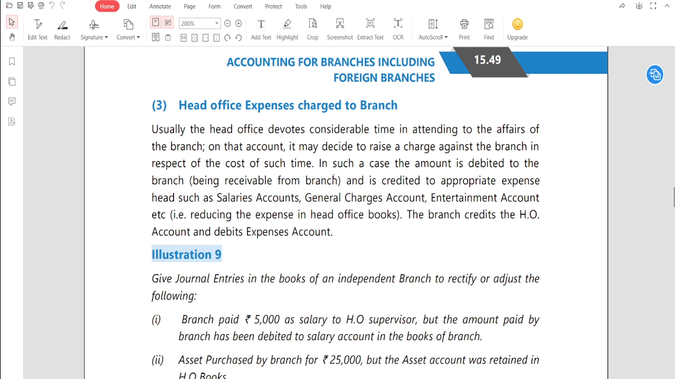Perfect. So now just go through it. It's very easy. Simply, HO expenses are definitely charged to the branch. That's why the branch credits the HO account and debits the expense account.